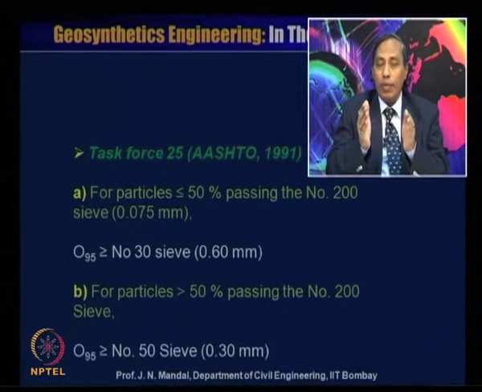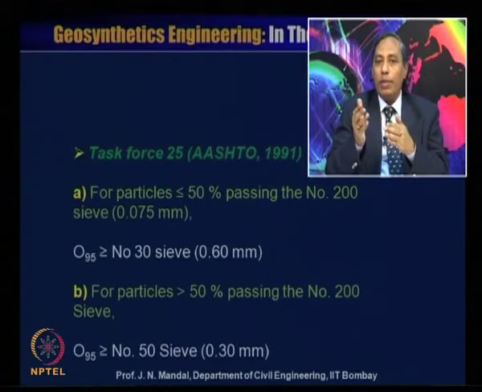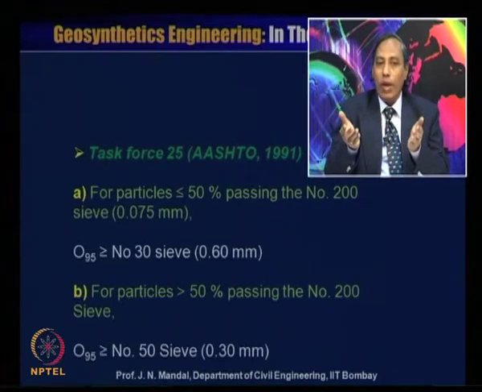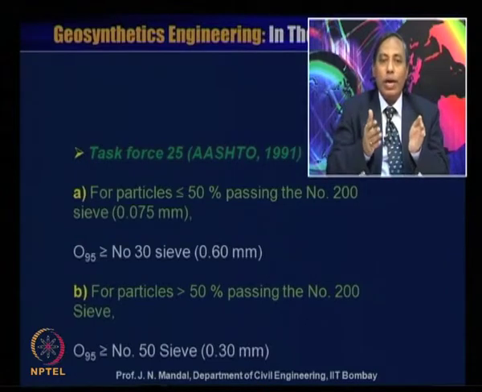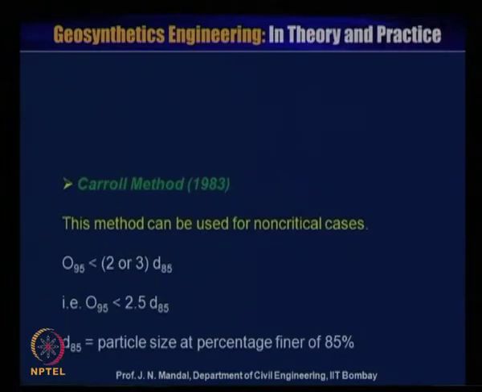This is very important. So, you can see from the grain size distribution curve whether the particles less than 50% pass the number 200 sieve or the particles greater than 50% pass the 200 sieve. Based on that, from the Task Force 25, you can determine what is O95. If it is less than 50%, then O95 is 0.60 millimeter, what you require. If it is greater than 50%, then O95 should be 0.30 millimeter. So, this is given by the Task Force.